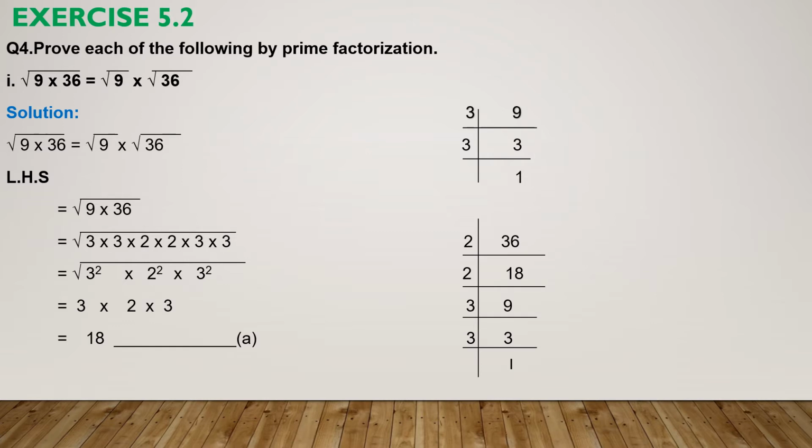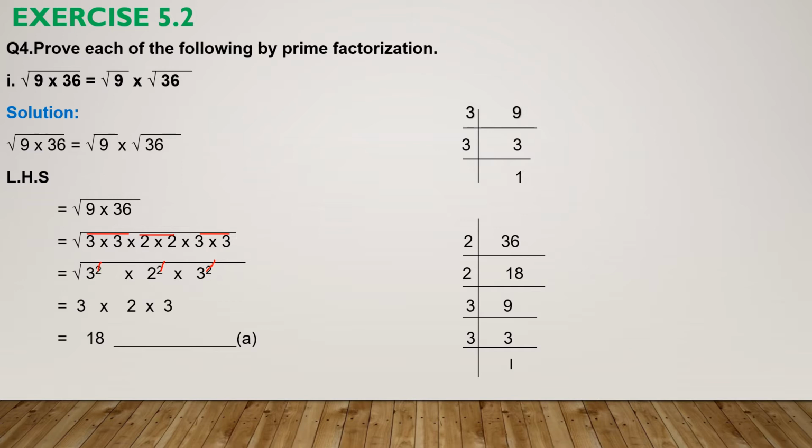Now, what is the next thing? Yes, we have to make pairs so that we can easily write our prime factors in the form of squares. 3 multiplied by 3 can be written as 3 square, 2 multiplied by 2 can be written as 2 square, 3 multiplied by 3 can be written as 3 square. Now, since the square root is present on all the 3 squares, these squares will be cancelled out with the square root and the remaining terms will be 3 multiplied by 2 multiplied by 3.